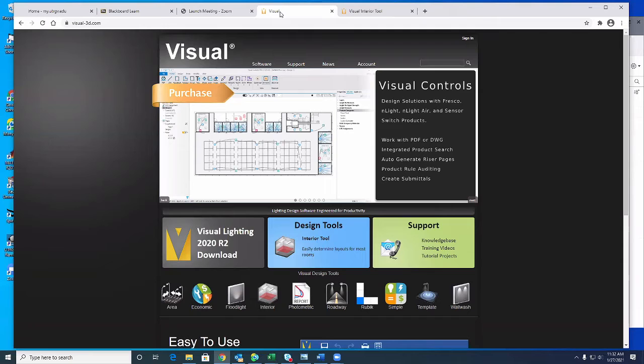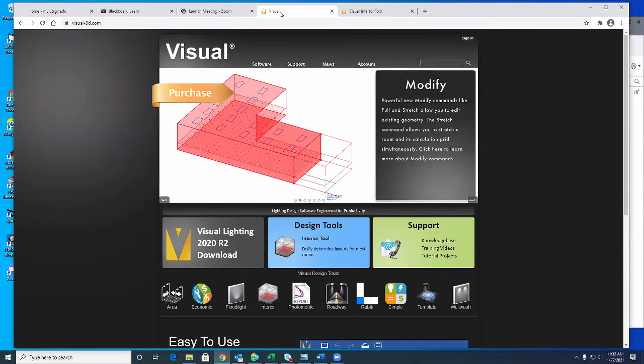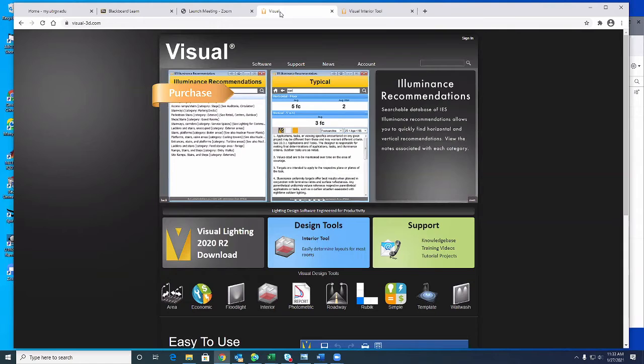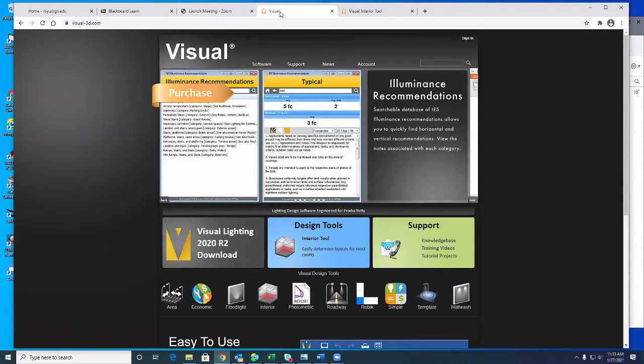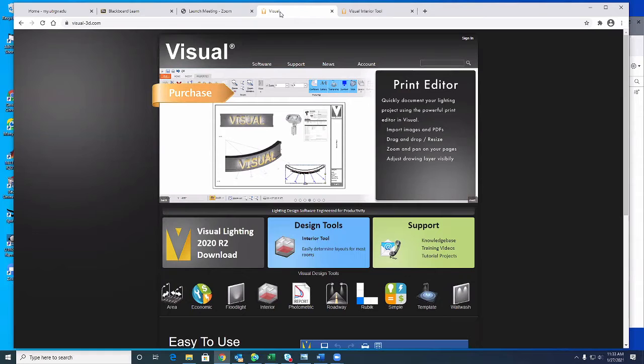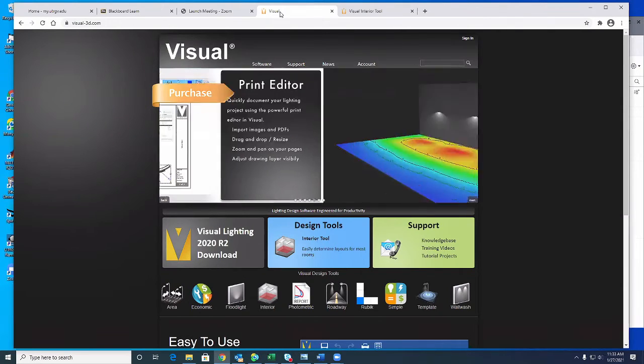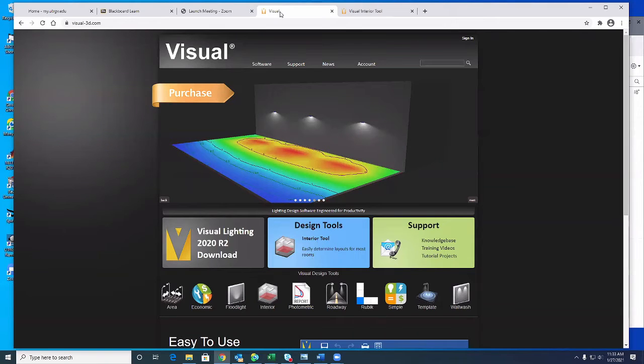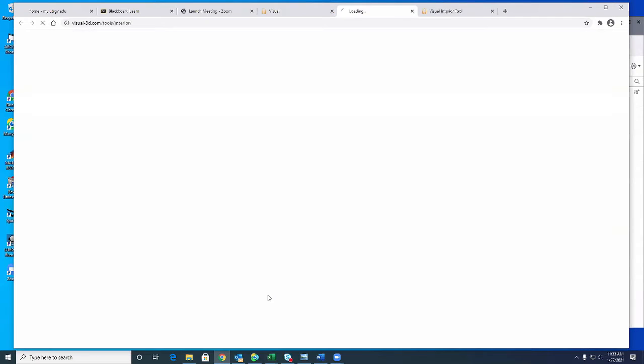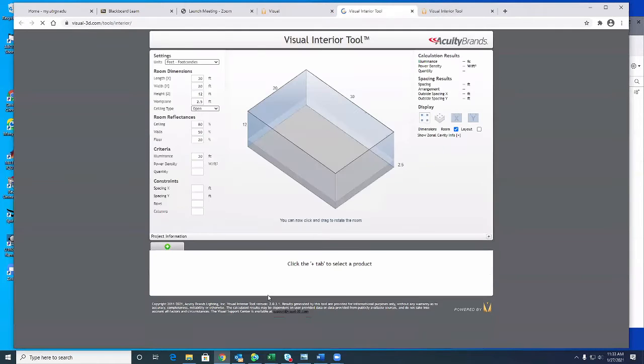So, for example, if you were to be an engineer with an engineering certification, professional engineer, and then you will be selling projects to the public, then you need this software. So let's look at interior here. So I click on interior.